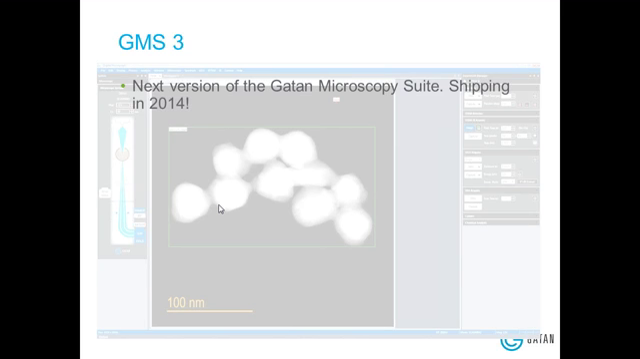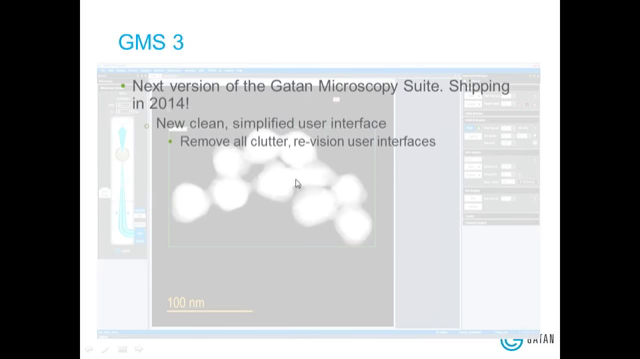Now, before we get to the very end, let me spend a couple of minutes talking about some new products that are coming up next year at Gatan. So we have GMS 3, which is due to be shipped by the end of 2014. It has important features, this new version of Digital Micrograph.